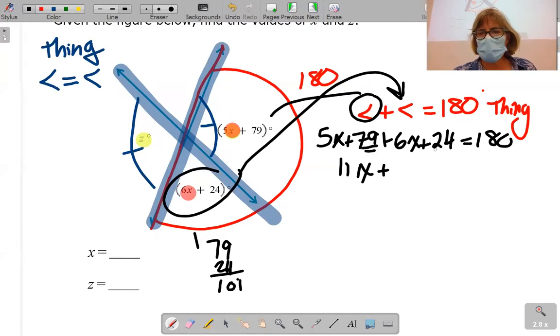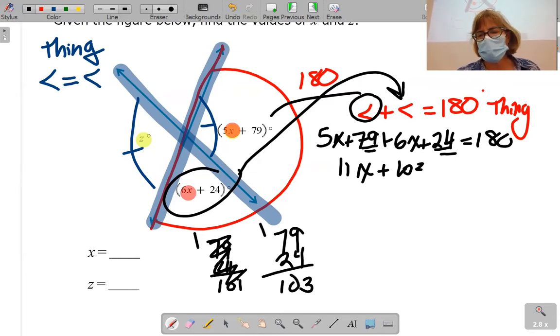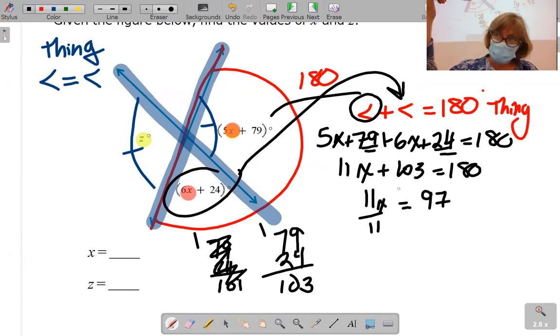So here we go, that's 11x, 79, 24, this is 13, carry the 1, and this is 103 equals 180. Of course, 11x, subtract 103, that's going to get us 97 divided by 11. Let's see, is that 8? No, that's not 8.